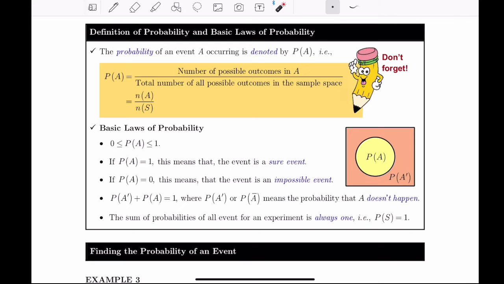Okay, and P(A'), A' means that the probability A doesn't happen. So P(A doesn't happen) plus probability of A equals to the total probability. And we know that the total probability is 1. The sum of probabilities of all events for an experiment is always 1.